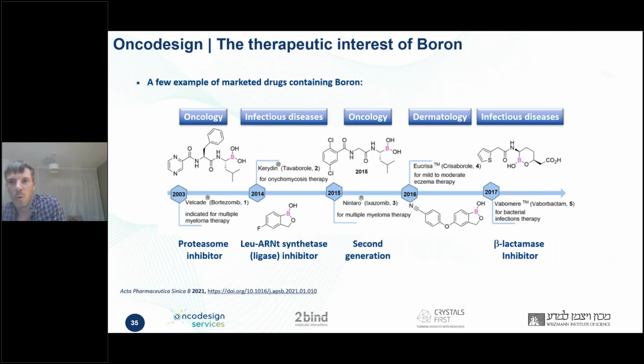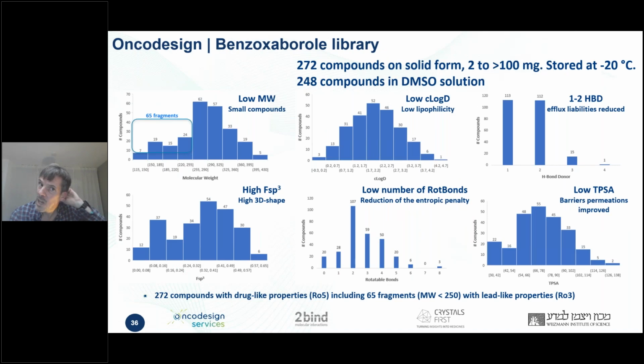Just now, an example of boron chemistry with fragments. Development of boron-containing drugs increased over the last decade, and the approval of 4 new medicines containing boron in less than 4 years has generated much interest for many pharmaceutical and biotech companies. At Oncodesign, we have a benzoxaborole library, 272 compounds available for screening. And all these potential hits have been designed in accordance with lead-like properties, including molecular weight, low lipophilicity, H-bond donors, high sp3 fraction, or TPSA.